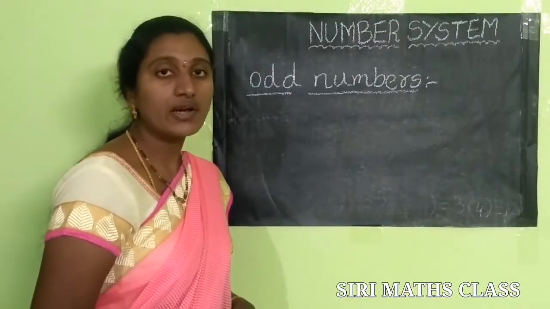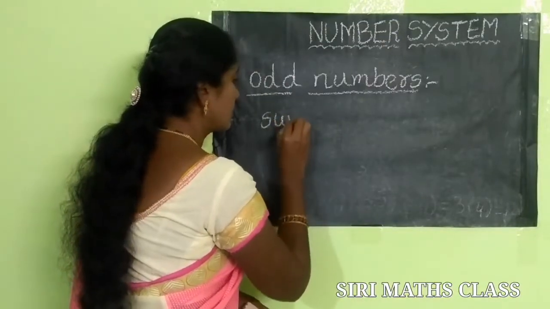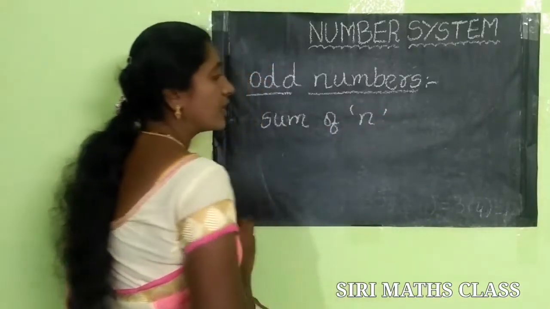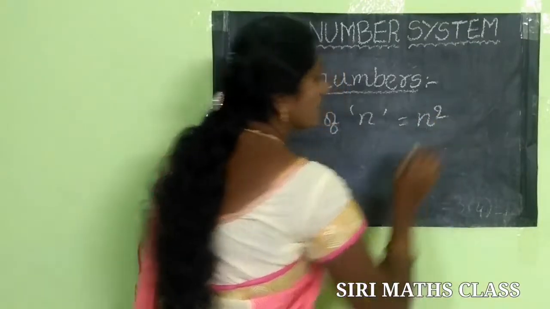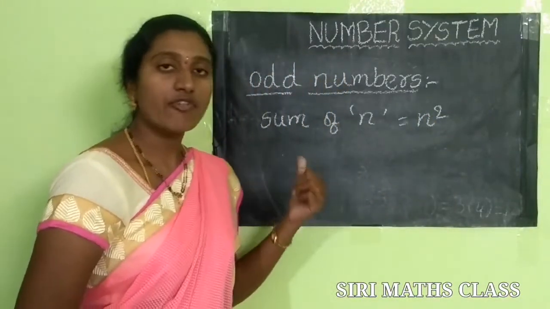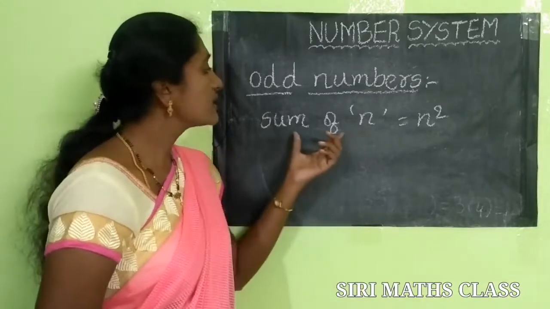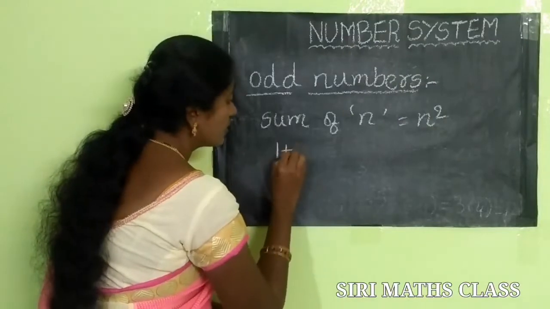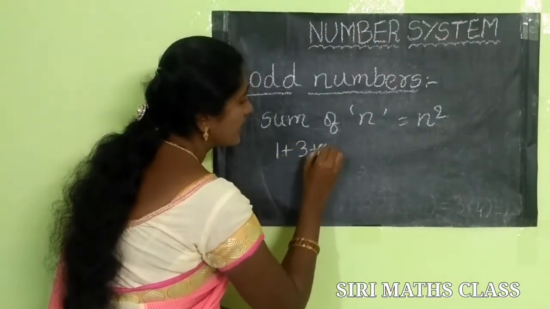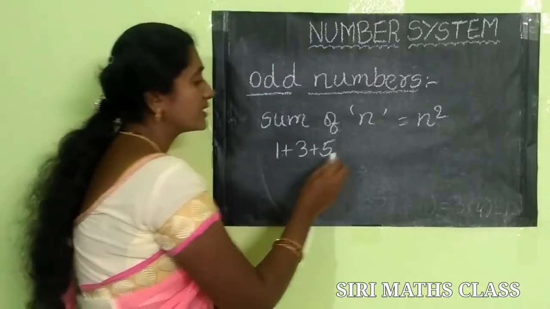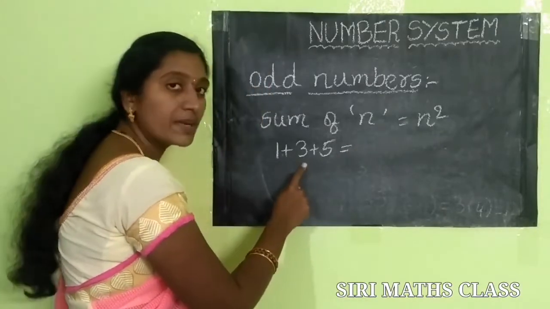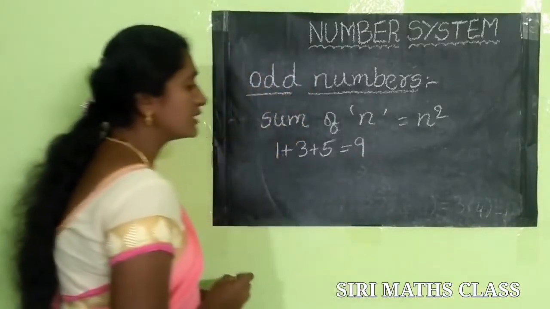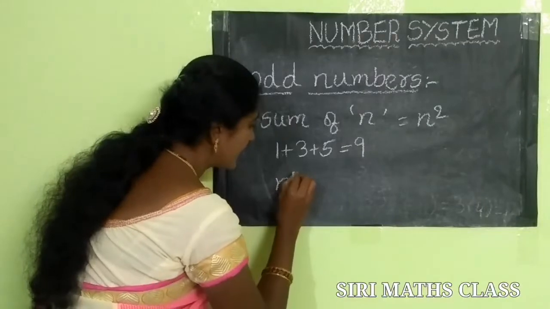The sum of first n odd numbers is n square. In the even number system, the formula is n into n plus 1. Here, the sum of first n odd numbers, the formula is n square. Let's take only three values: 1 plus 3 plus 5. Add these three values: 1 plus 3 is 4, plus 5, how much? 9. See, in this formula we can apply n square now.